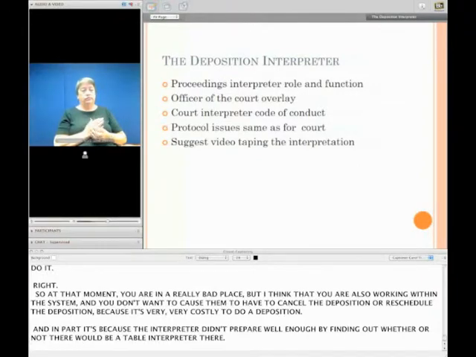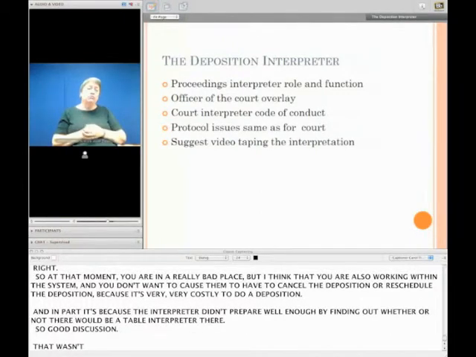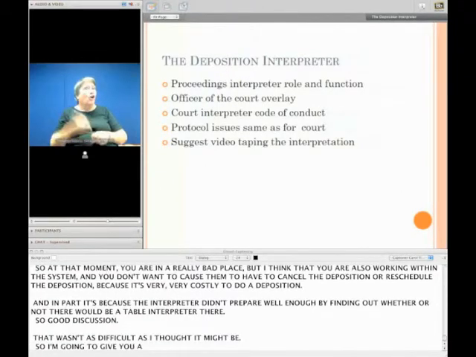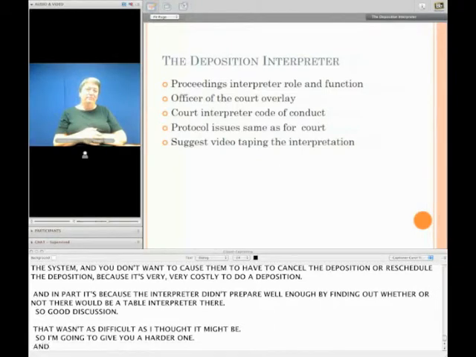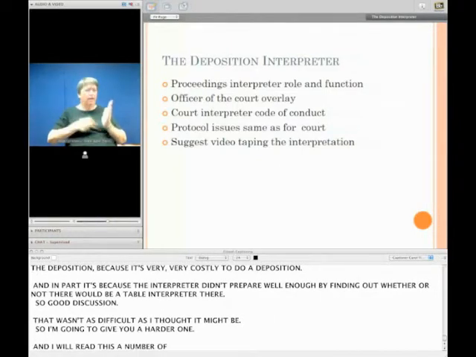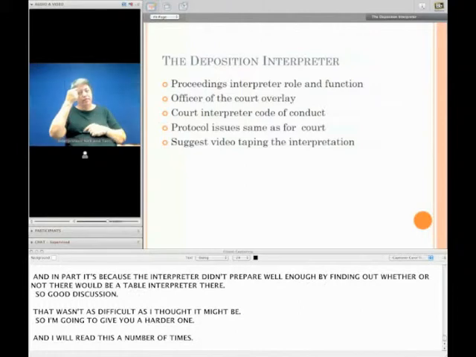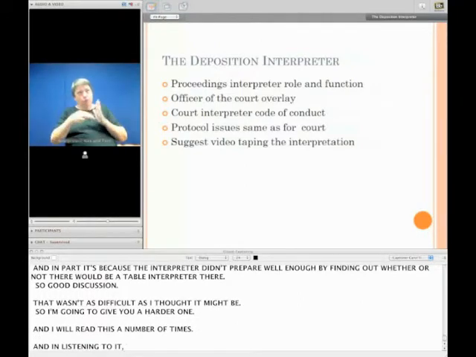Okay, so good discussion. That wasn't as difficult as I thought it might be. So I'm going to give you a harder one. And I will read this a number of times. In listening to it, think about the role and function of interpreters.